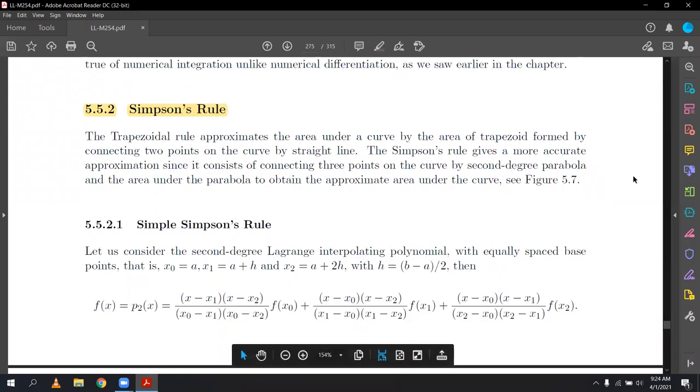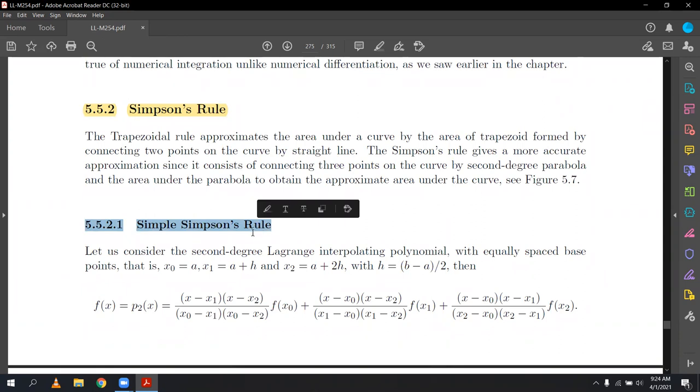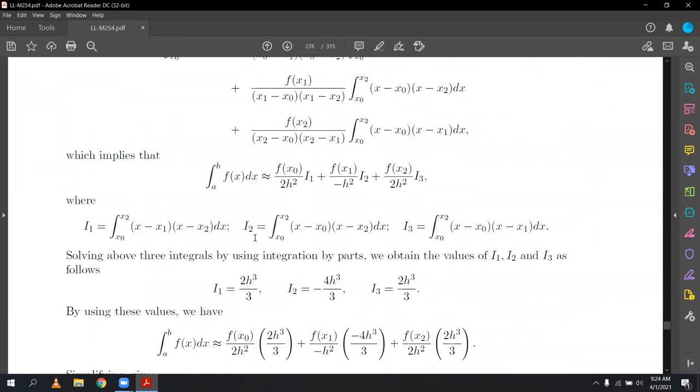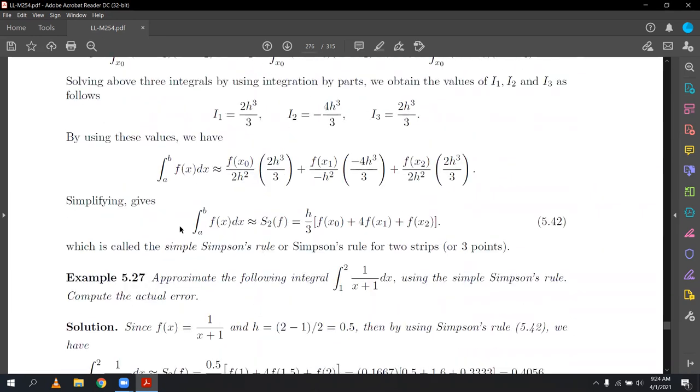So same way as in the trapezoidal rule, first I discuss the simple case, which we call the simple trapezoidal rule, or n is equal to 2, which means we have 3 points. I proved the formula, no need to prove it here. This is the formula which we call the simple Simpson rule. It is h by 3, the value of the function at the first point and the last point multiplied by 1, and the value of the only one middle point should be multiplied by 4.